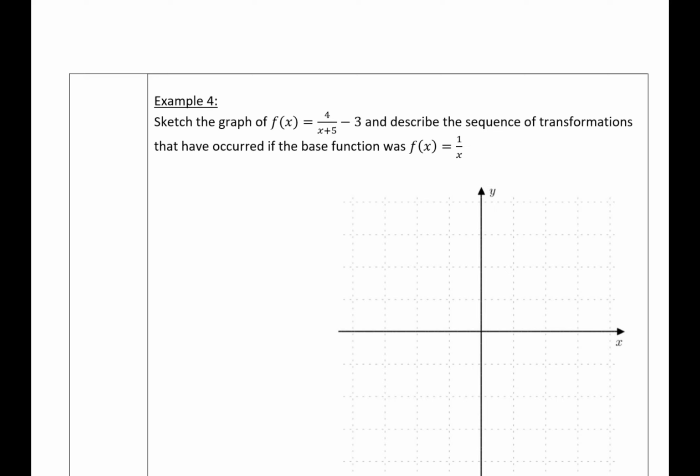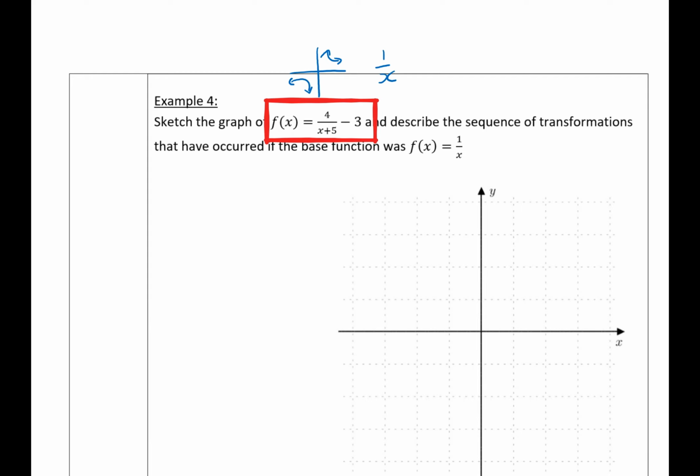So when people are like, well, how did you know it goes down? How did you know it was flipped that way? It's always because I've looked at the transformations. For instance, suppose in example 4 we're asked to sketch the graph of f of x equals 4 over x plus 5 minus 3. So this is what we're being asked to sketch. In my mind I'll say, oh well, that's just going to be a hyperbola because it looks like the one on x.